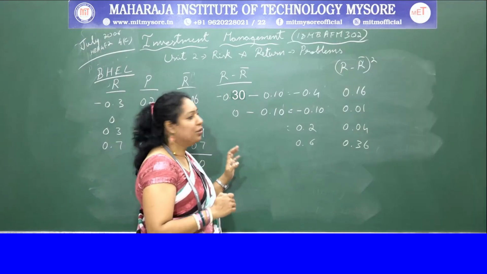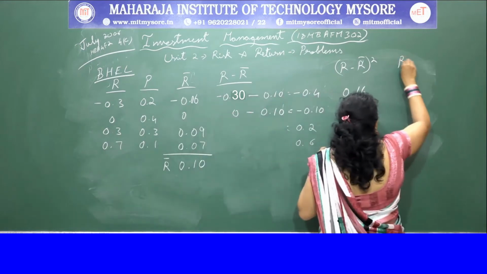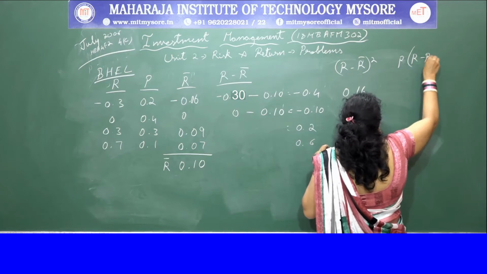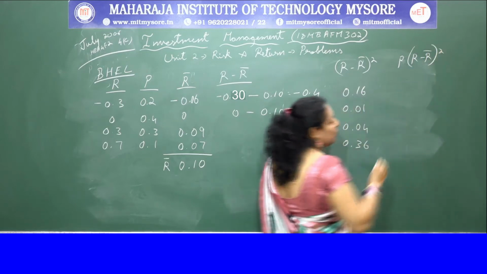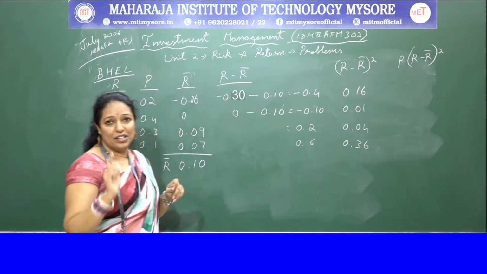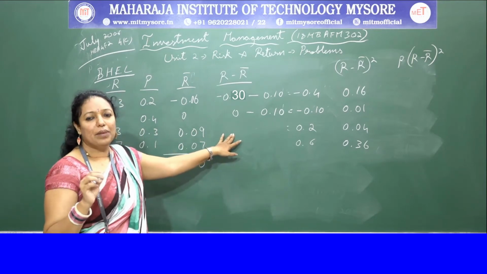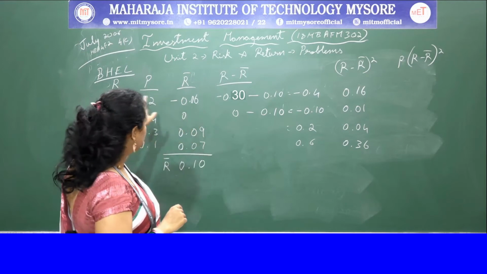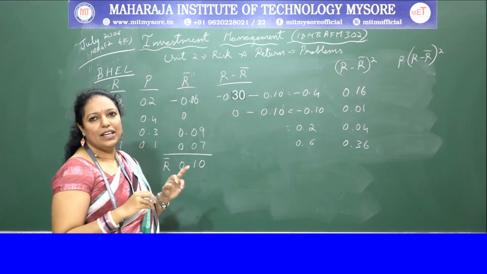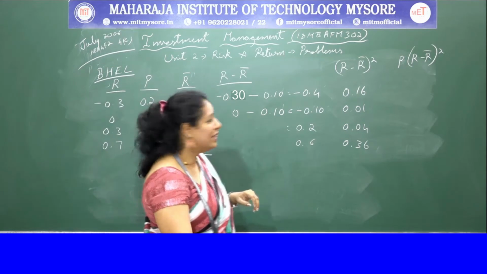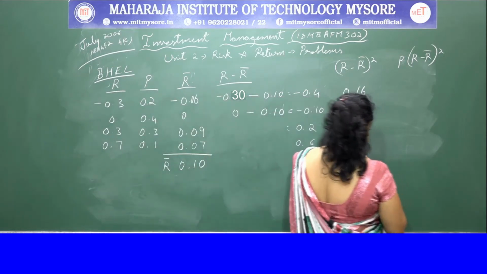So next we'll go on to probability into R minus R bar square. So this was the step of discrete series which we had not done. The same process follows, but the thing here is you have to just put probability into R minus R bar square. So you have to multiply the probability again. So we need to have the calculator.